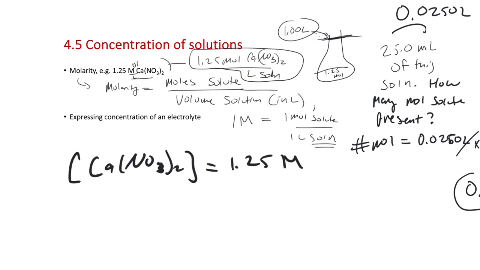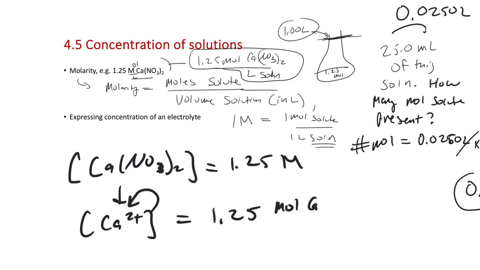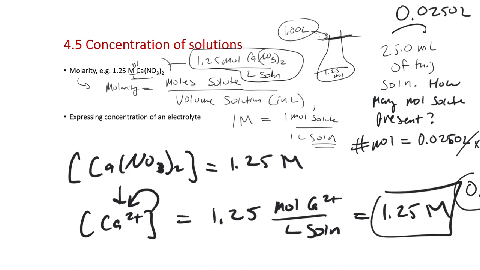The actual solution is really calcium ion, Ca2+, and the brackets always mean the molarity of what's inside. So the molarity of the calcium ion: how many calcium ions are there per liter of solution? For every mole of calcium nitrate, there's just 1 mole of calcium, so this would also be 1.25 moles per liter. So that's 1.25 molar calcium ion.